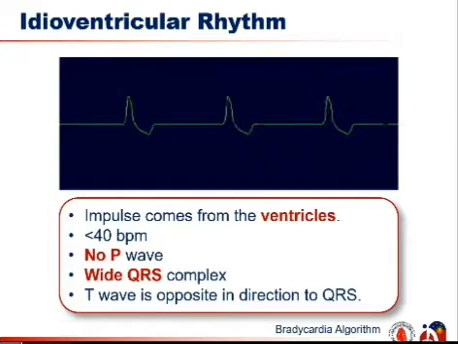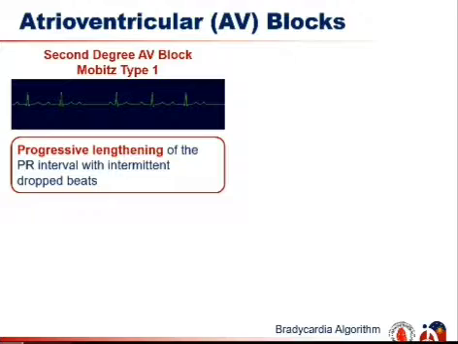Heart blocks occur when the cardiac electric impulse is delayed or blocked within the AV node, the bundle of His, or the Purkinje system. Common heart block rhythms that you may encounter are the following. First is second-degree AV block Mobitz type 1. The PR intervals will lengthen progressively with each beat until a QRS complex is missing, called a dropped beat. After this dropped beat, the cycle of lengthening PR intervals resumes until another dropped beat occurs.